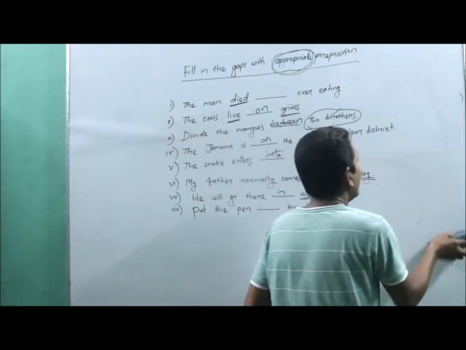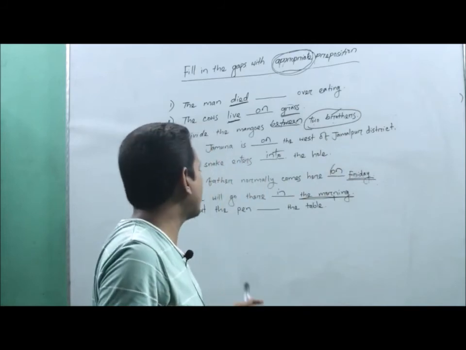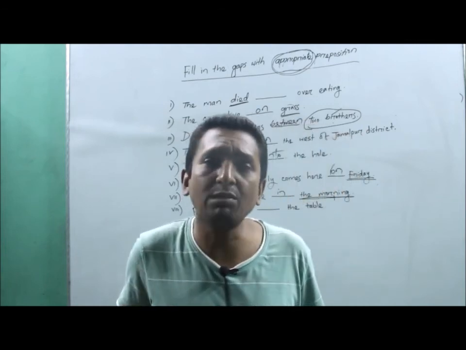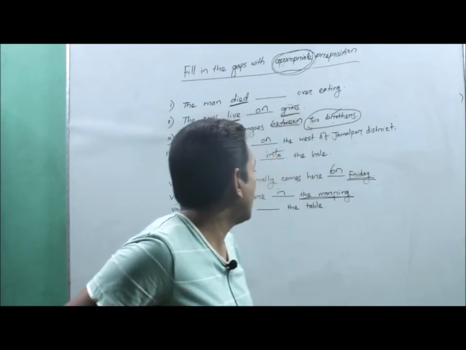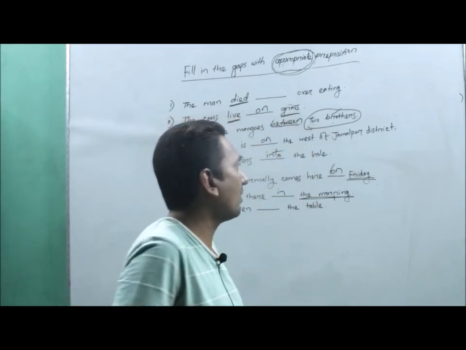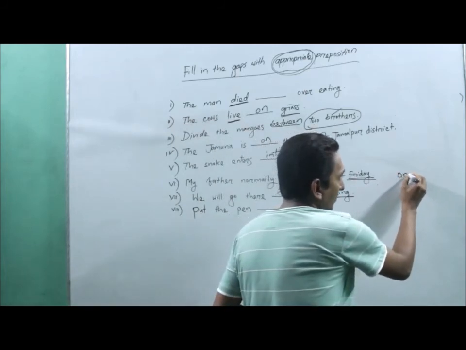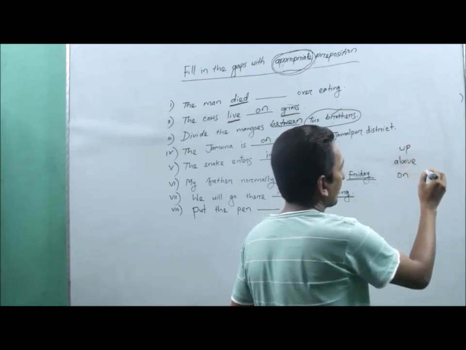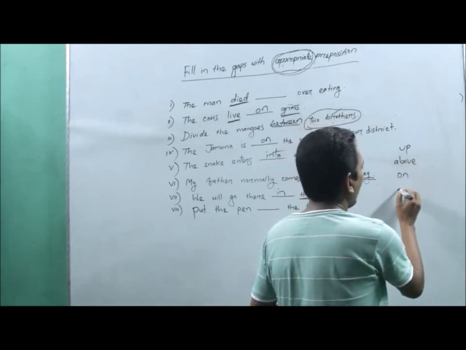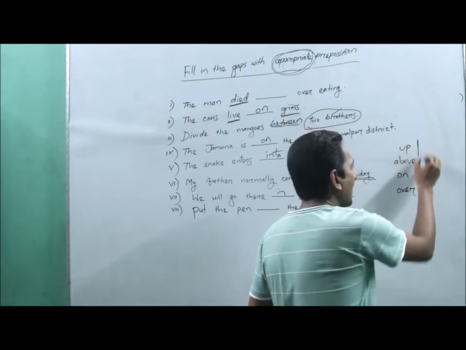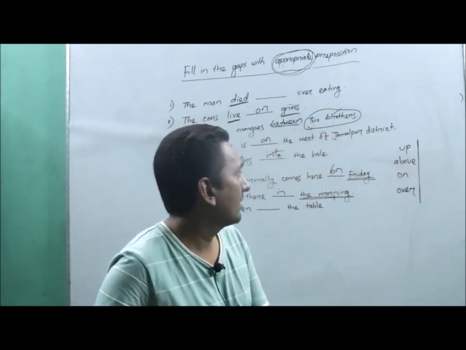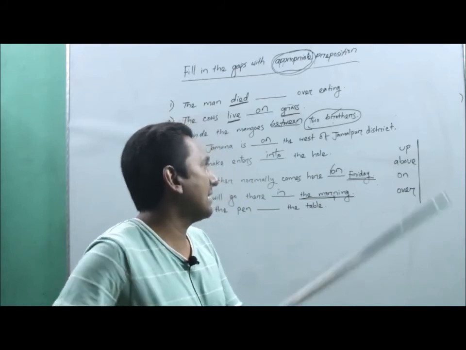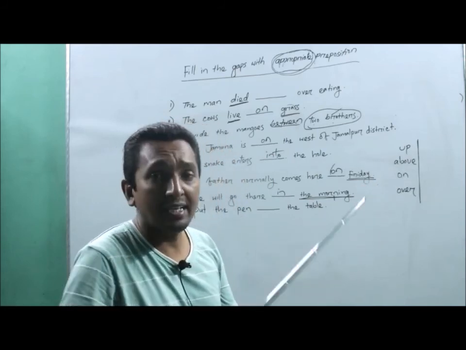Here, why do we use on? It is a very common sentence. Put the pen on the table. It is very common to you. But the question is, why do we use on here? Because we know on, above, up, over, all indicate the same. Up, above, on, over, all prepositions in the case of meaning are the same. Same meaning is expressed by these 4 prepositions. But there is the inner difference.